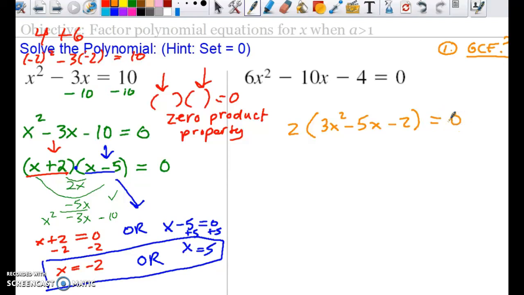Okay. And now I need to guess and check. Don't forget to keep that 2 along for the ride here. That 2 comes down with everything. I know I have 3x and x. That's nice because 3 is prime, so I know it has to be a 3x and it has to be an x there. Now for the 2, it has to be negative 2, so we have plus or minus 2 or plus or minus 1. So I'm going to do a plus 1 and a minus 2 and see if that works.